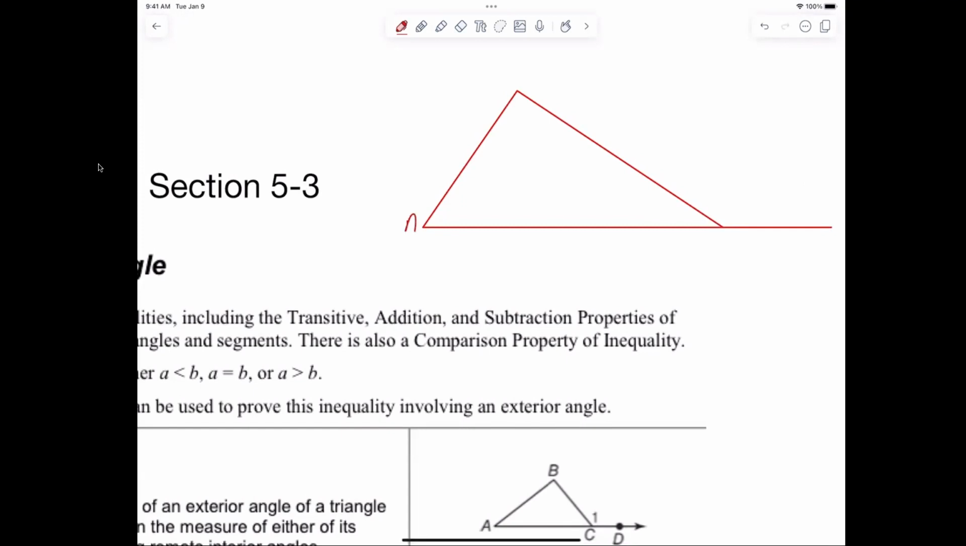All right, so we'll call this A, we'll call this B, and we'll call this angle number 1. So what is true about the relationship between angle 1 and A and B? Listen to me. Angle 1 is equal to angle A plus angle B. Does that make sense? Right, we proved that.